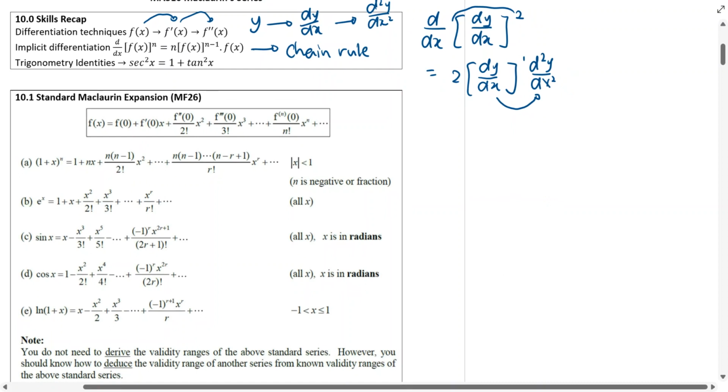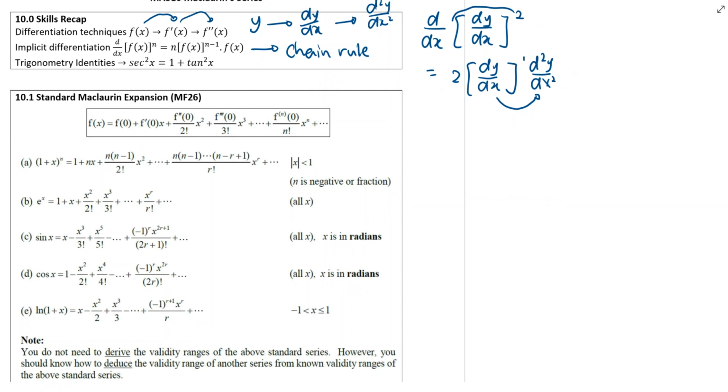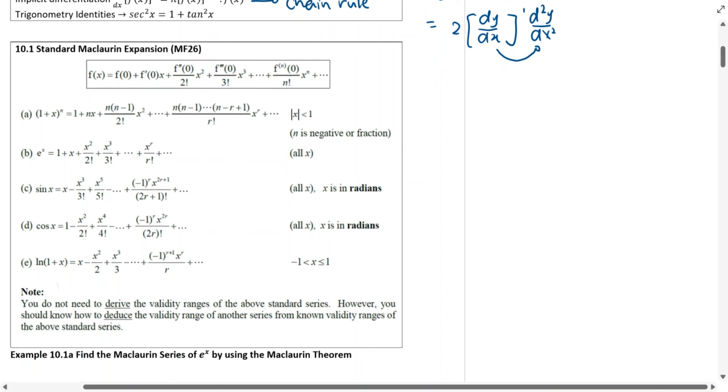Secant square equals to 1 plus tangent square. Sine square plus cos square equals to 1, not so much. Okay, I think it's more for this. Okay, and now we will dive in.